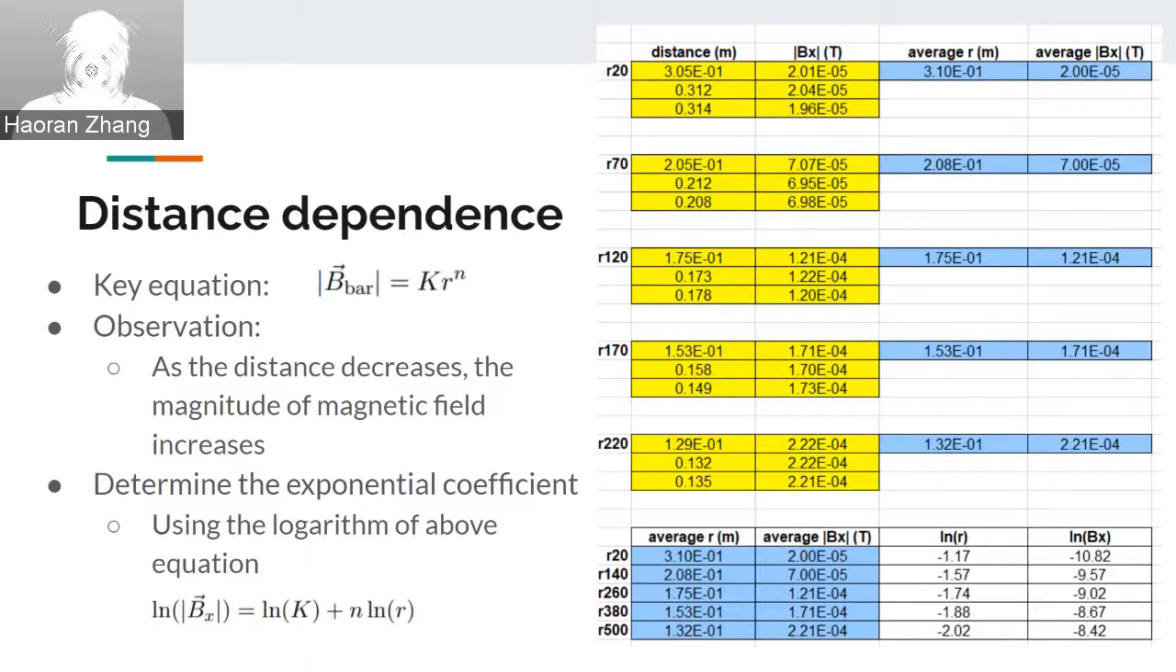We measure the distance between the bar magnet and the sensor, given that the net magnitude of X component of magnetic field at the sensor is 20, 70, 120, 170, and 220. We observe that as the distance decreases, the magnitude of magnetic field increases. We also want to determine the exponential coefficient, which is n, in the equation at the top. We will use the logarithm version to compute this.